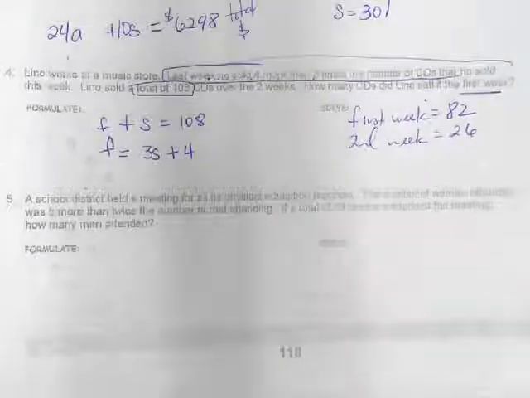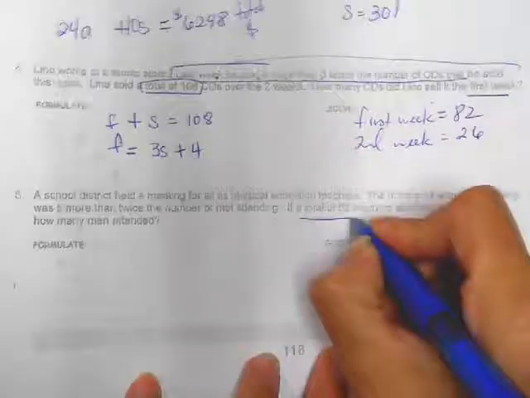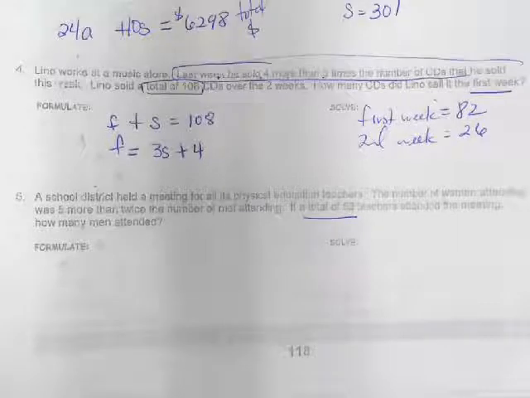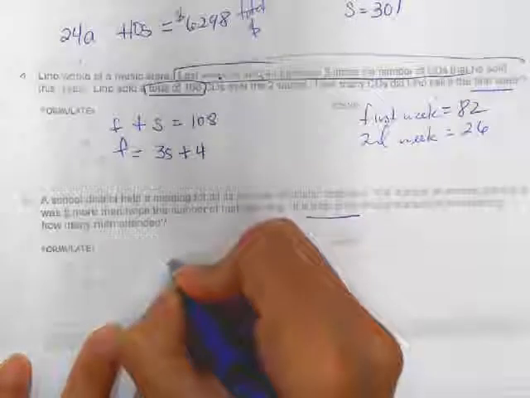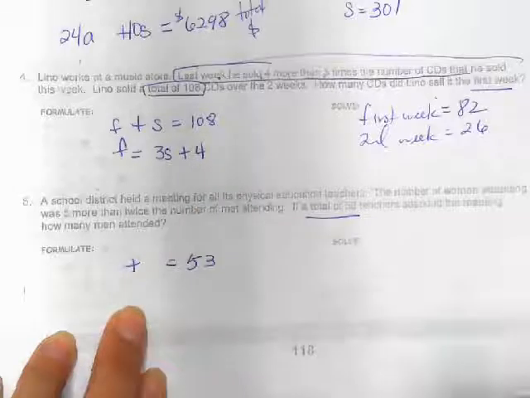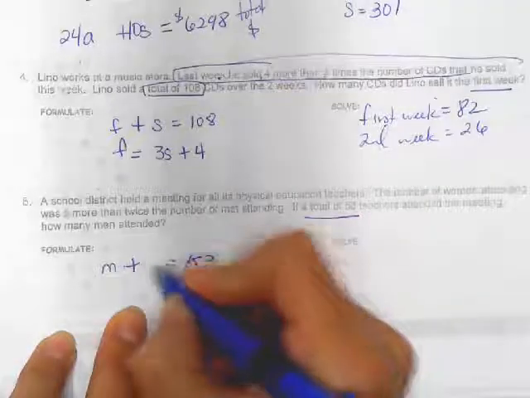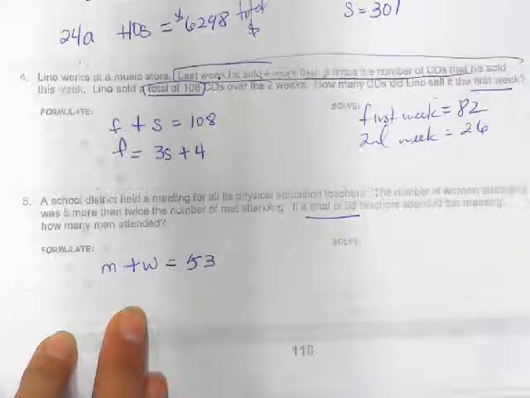All right, number 5. A school district held a meeting for all physical education teachers. The number of women attending was more than twice the number of men attending. If a total, keyword, of 53 teachers attended the meeting, how many men attended? Okay, let's start with the easy one, total. So let's go to the two things we're talking about, which is what? Very good, men and women. So that's our first equation.